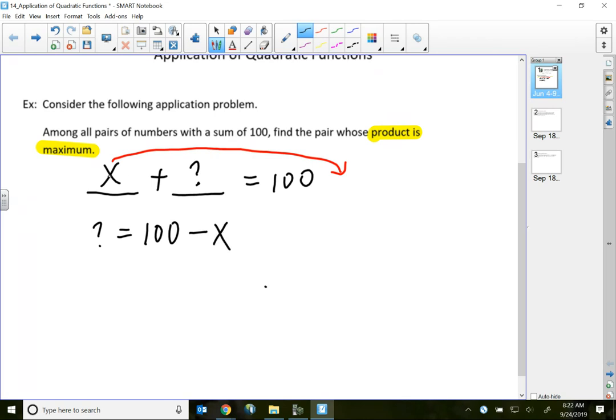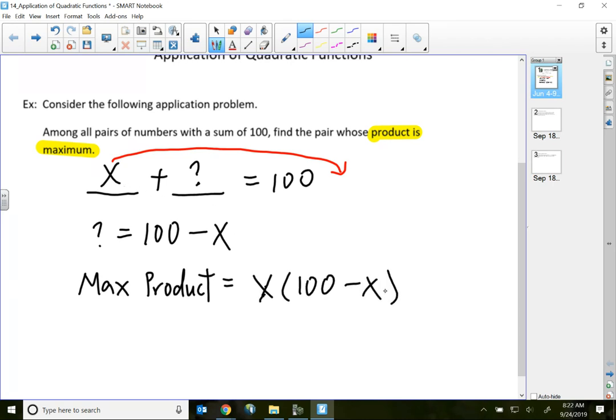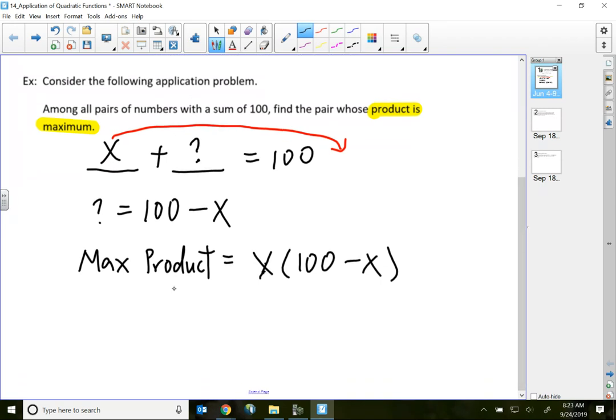So I have one number that is x, and the other number is going to be 100 minus x. These two numbers are going to produce a maximum product. My function is going to be the maximum product, which means I need to multiply these two numbers together. My maximum product equals, almost like saying y equals, where y represents the maximum product. If I do a quick distribution, I move my x times negative x up front to be negative x squared plus 100x. So my maximum product function turned out to be a quadratic function.